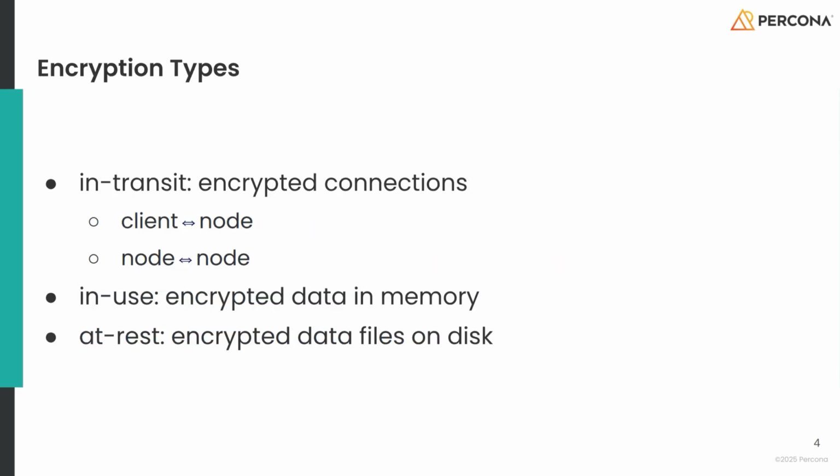One can set up three types of encryption in Percona Server for MongoDB. The first one is in-transit encryption, which is basically a fancy name for ubiquitous TLS connections between client and database nodes, as well as between nodes in a cluster. The second type is in-use encryption, which means encrypting data in the database server's memory and decrypting it on the client side before use. And the final type is at-rest encryption, the topic of today's discussion.